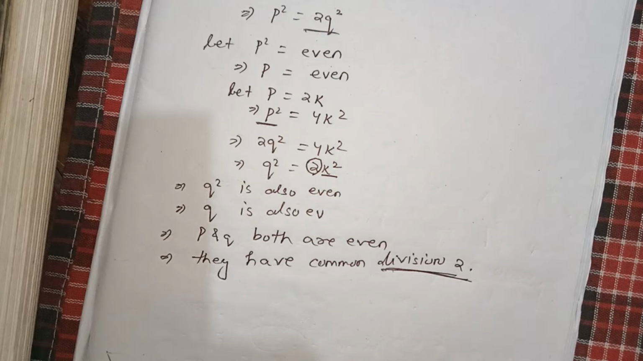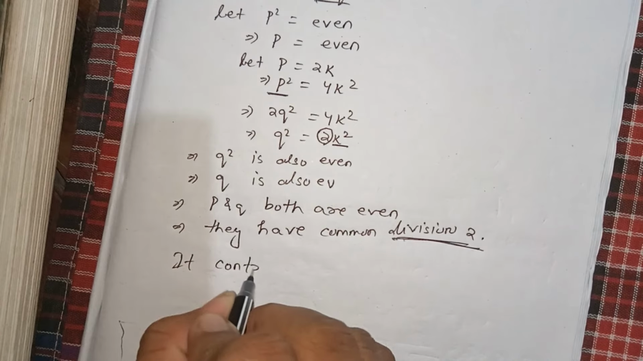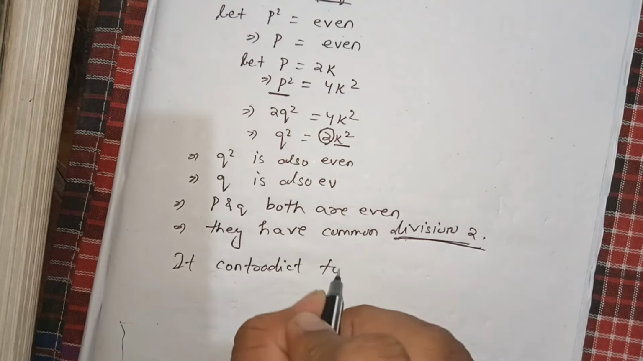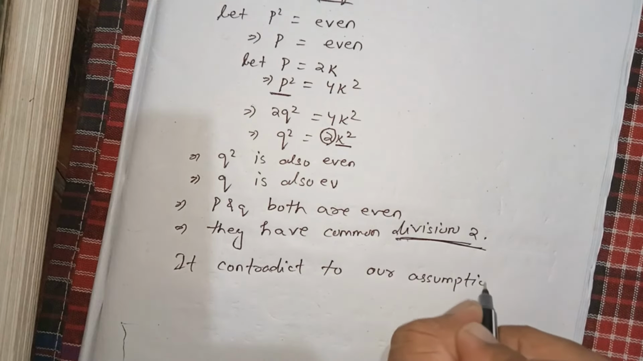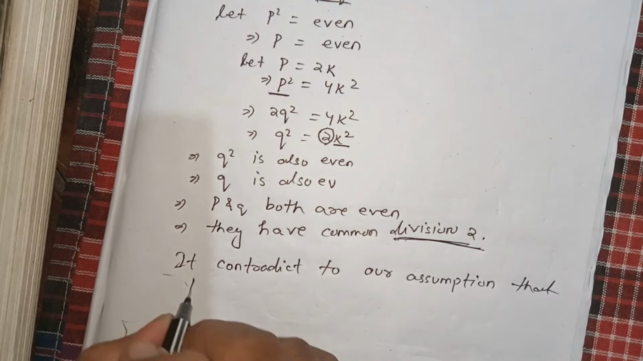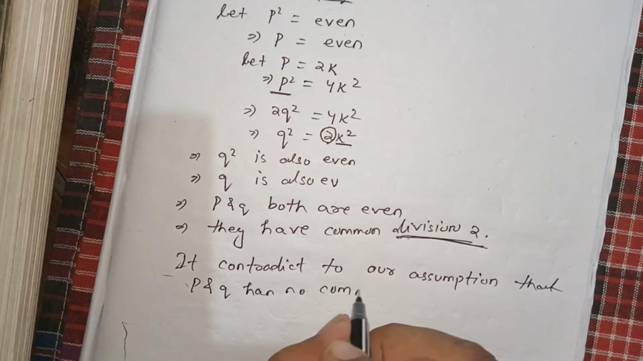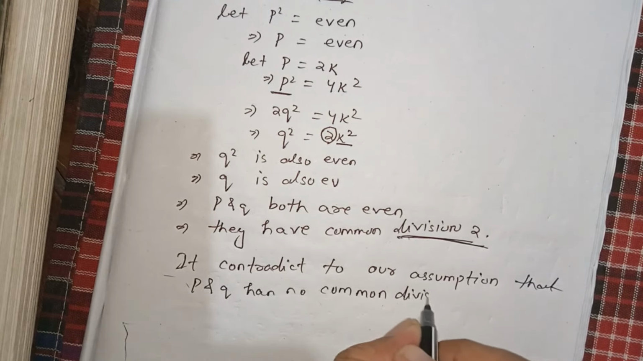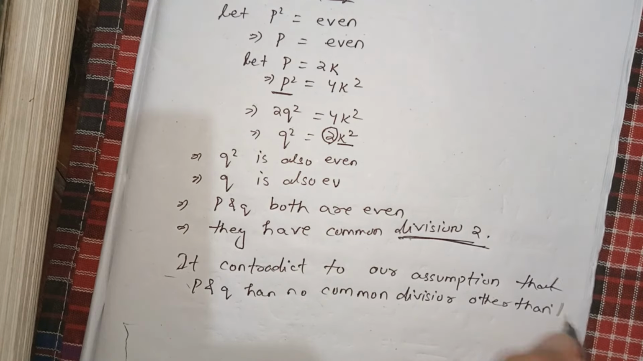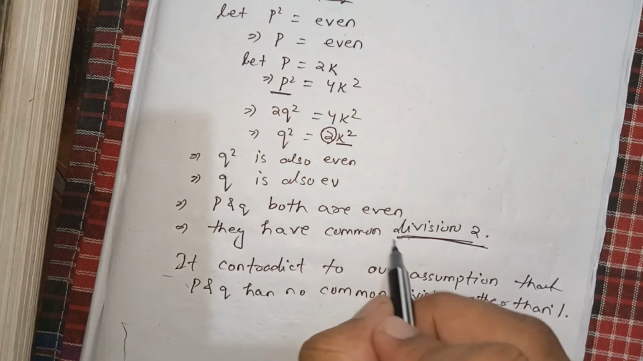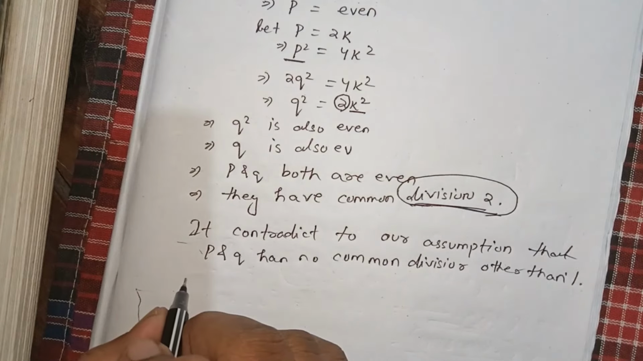So this contradicts our assumption. What is our assumption? That p and q have no common divisor other than 1. Other than 1, they have no common divisor. But we find that they have common divisor 2. So this implies that our assumption is wrong.